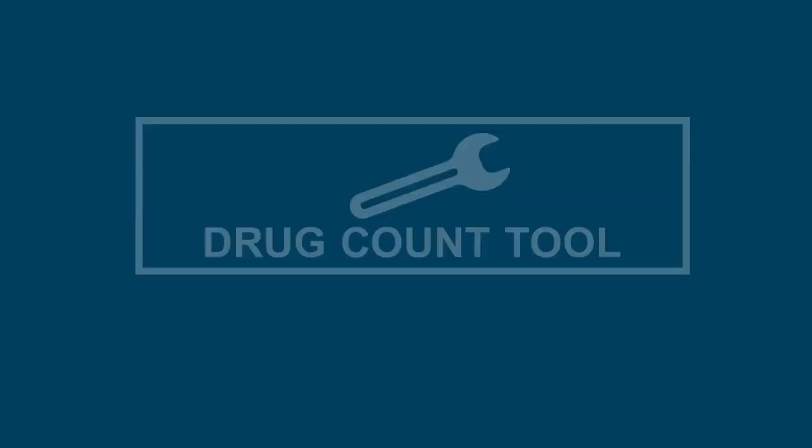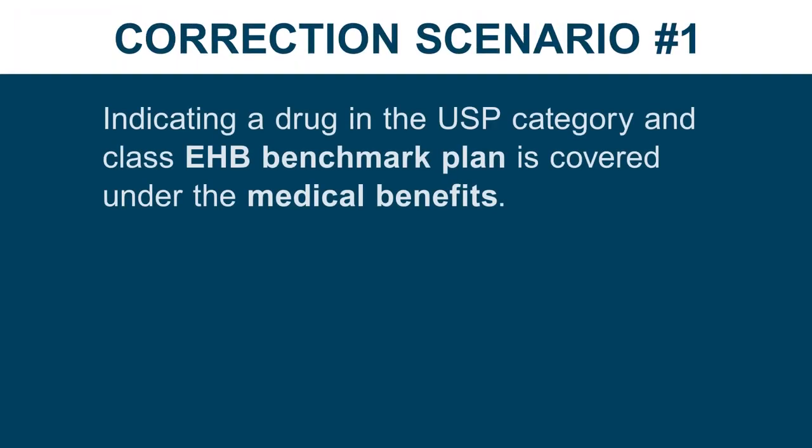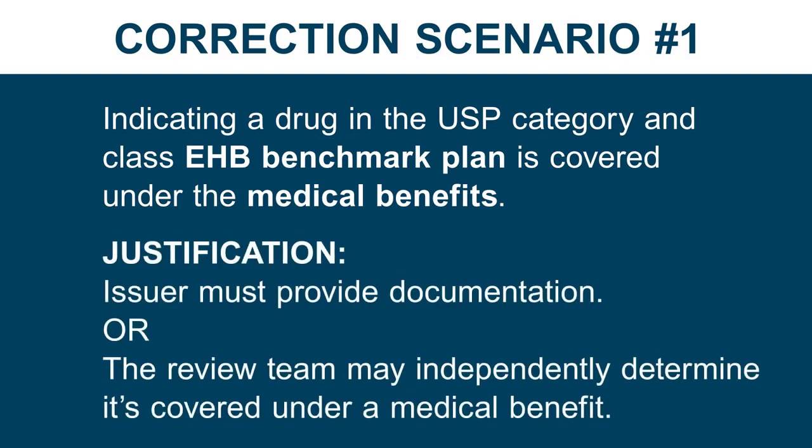An issuer's drug list may be found to be deficient in one of the USP categories and classes in the following two example scenarios. If the issuer indicates that a drug in the USP category and class EHB benchmark plan is covered under the medical benefits, the justification for this correction will only be accepted if the issuer provides documentation that the drug is actually covered under the medical plan, or if the review team independently determines the drug is covered under a medical benefit.